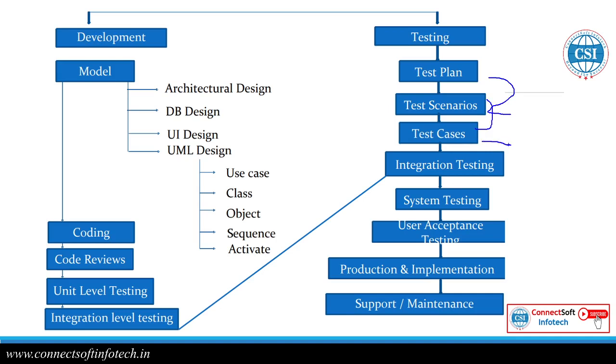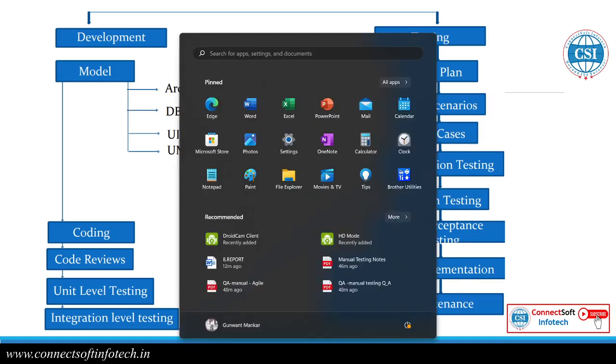And after that, writing the test cases, execution of the test cases, defect reporting, everything can be performed. Then integration testing is performed, then system testing, UAT testing, then production and implementation, and then support and maintenance. So here is how the QA team works. Okay, let us see.